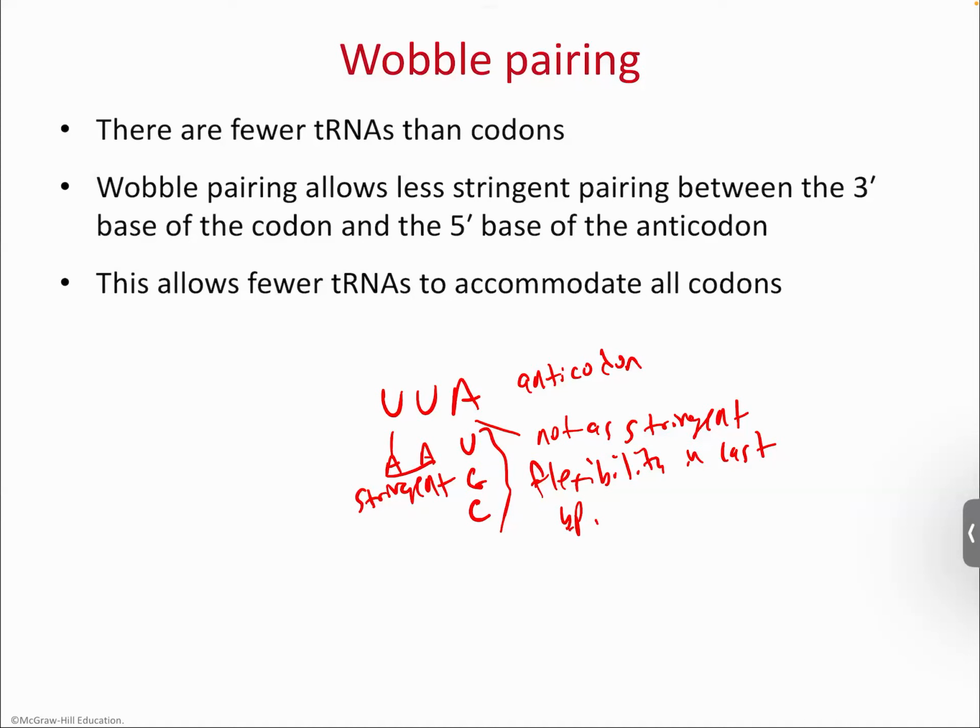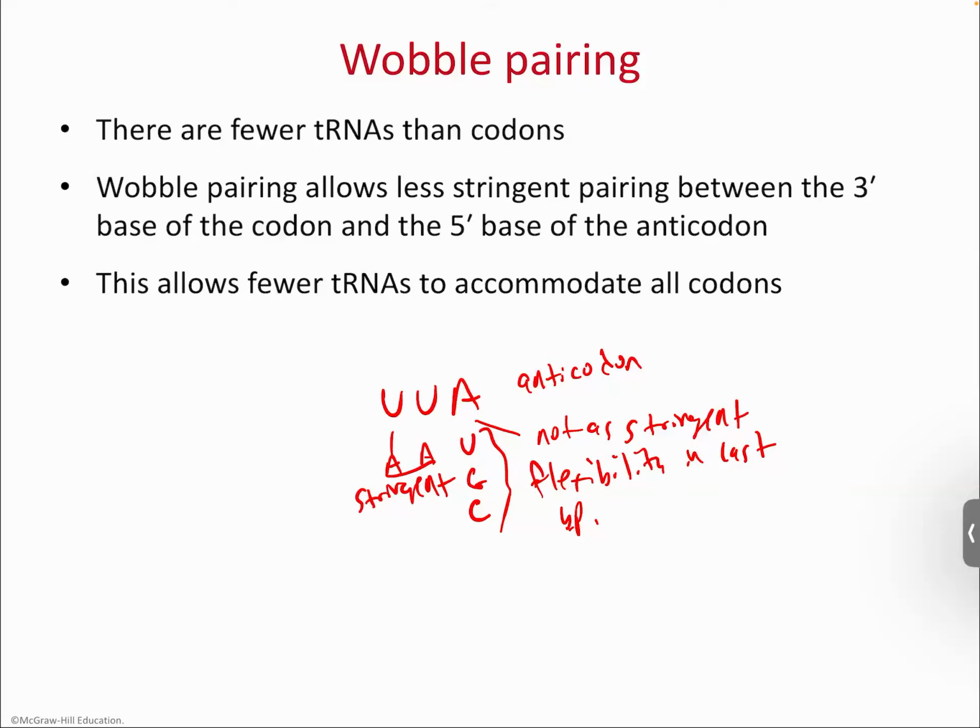Because there's some flexibility in that last one, it means that basically you can have different tRNAs encoded. Right, so you can get better, more flexible pairing. And so that wobble gives you a little bit of breathing room, essentially. So it's kind of a weirdness. So notice what we have is not a hard and fast code.